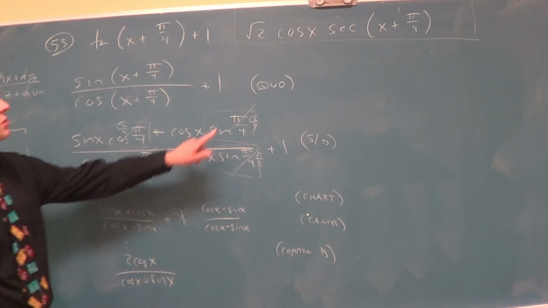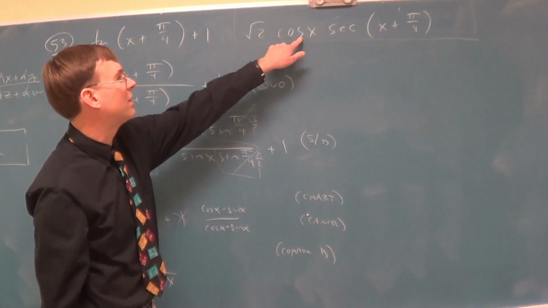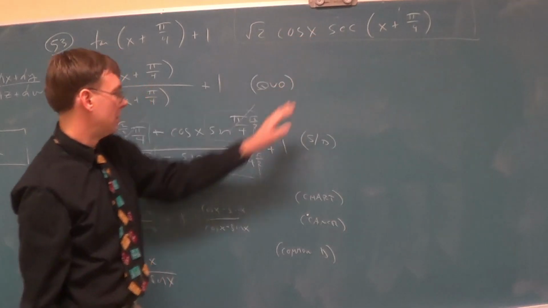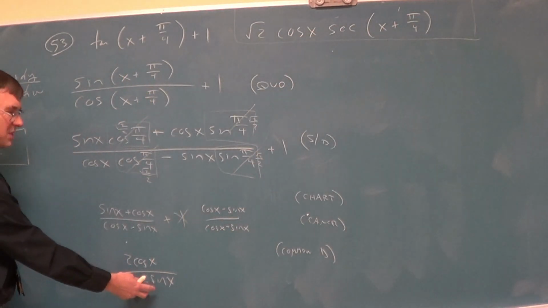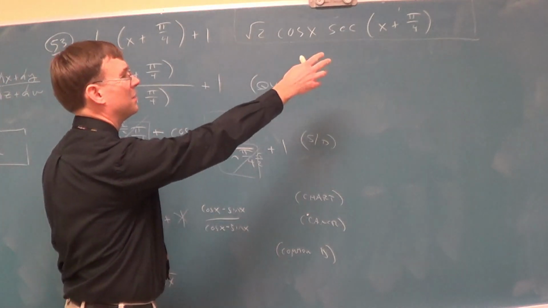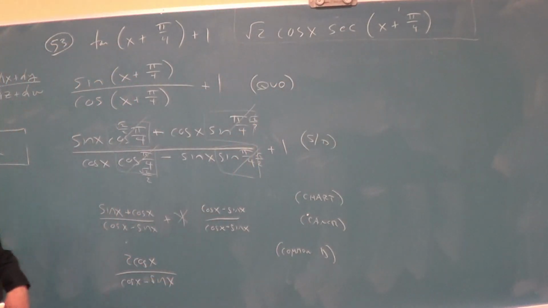This is sort of starting to resemble this because I have a cosine. And this has a cosine. But this has a 2 and some stuff. This has a root 2 and some other stuff. Like, I'm not sure where that's going to go. And I think that's where I fail.